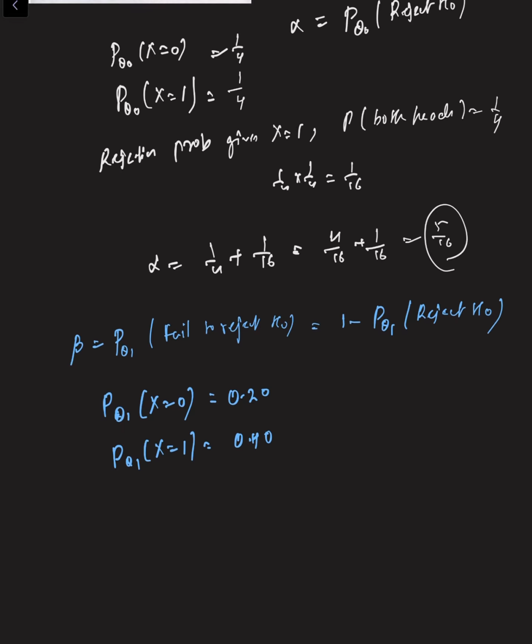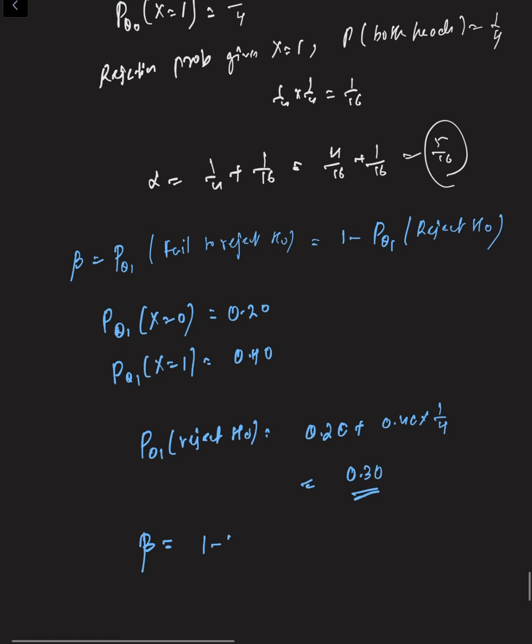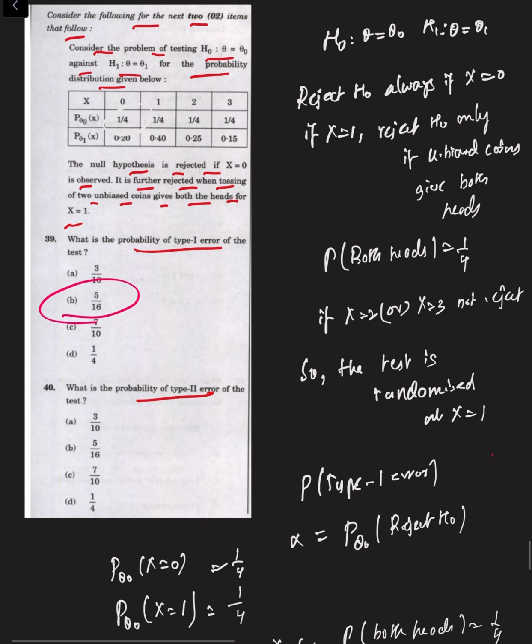So the probability under theta 1 of rejecting H naught is 0.20 plus 0.40 into 1 by 4, which is 0.30. So beta is nothing but 1 minus 0.30, which is 0.7, which is nothing but 7 by 10. So therefore option C is the correct answer. Therefore B and C are the correct options.